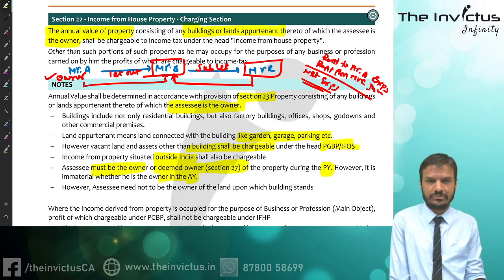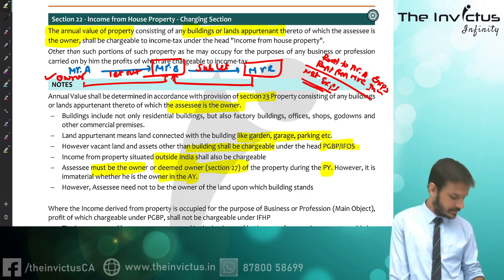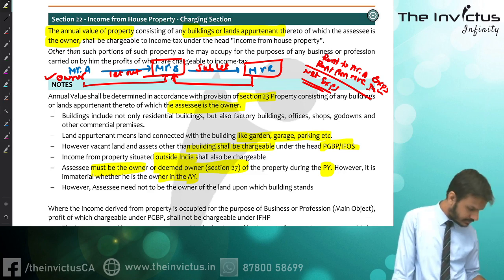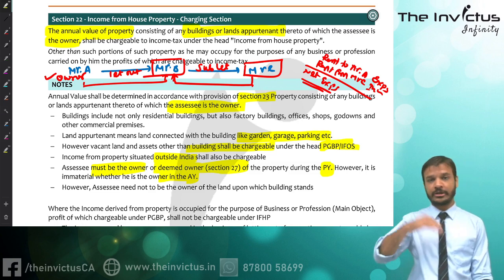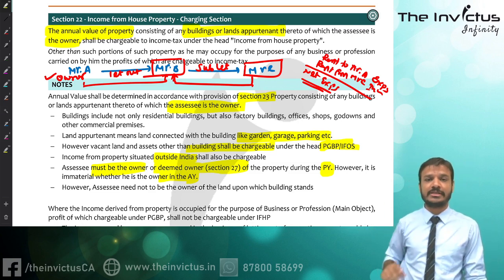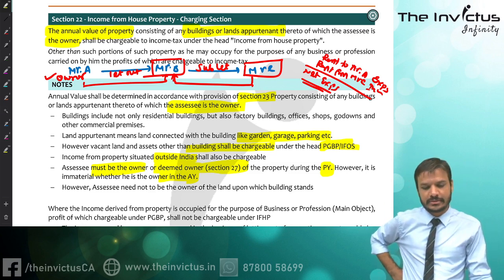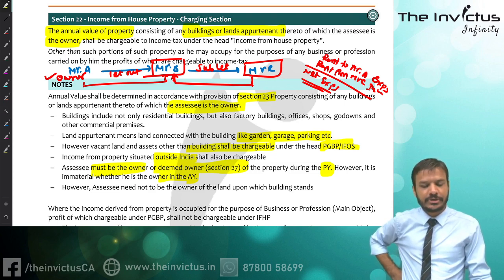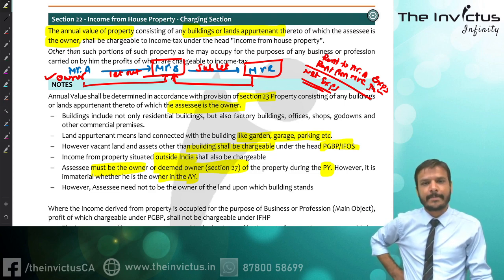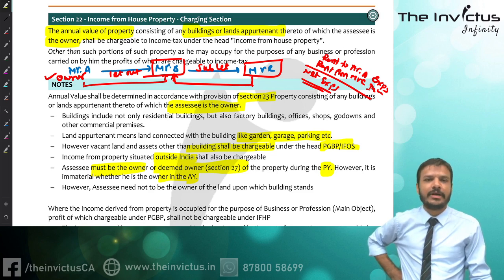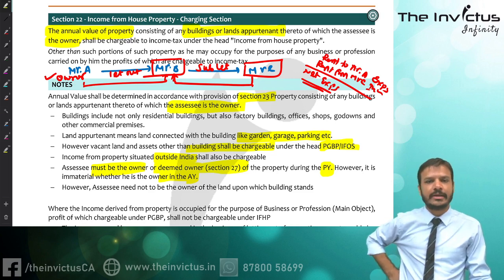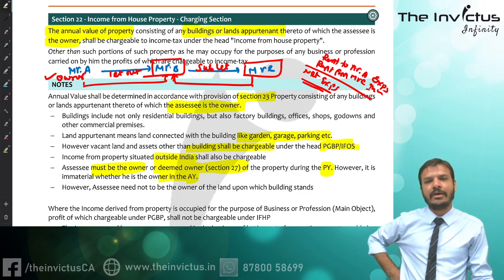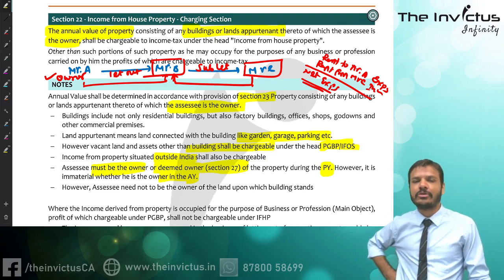Now, what does it want to say? What does it mean? He must be owner during the previous year, but it is not necessary that he must be owner during the assessment year also. For example, financial year 2020-21, if I am talking about, I was the owner in that particular year. On 1st April, I have sold that house property. Now I am not owner.